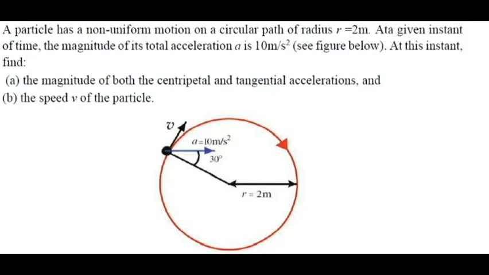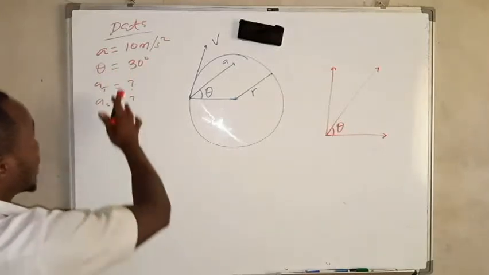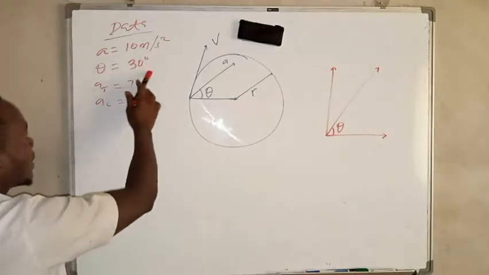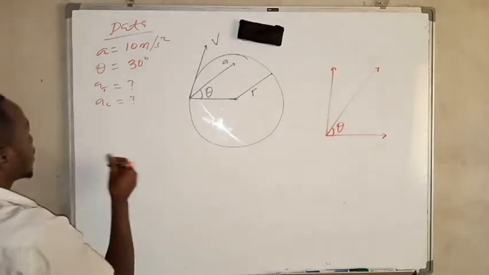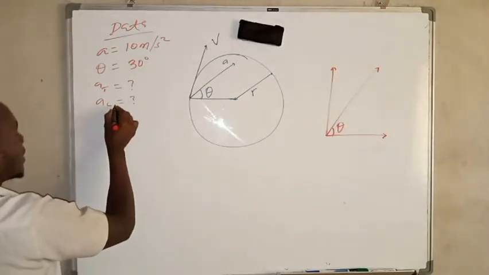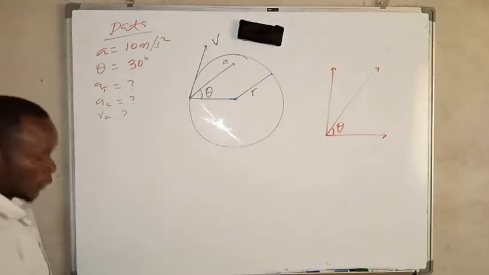At this instant, find the magnitude of the centripetal and tangential accelerations and the velocity or the speed of the particle. So here we have been given A total, the total acceleration, is 10 meters per second squared, and theta is 30 degrees, and we are told to find the tangential acceleration, the centripetal acceleration, and also the velocity of the particle, which we do not know.